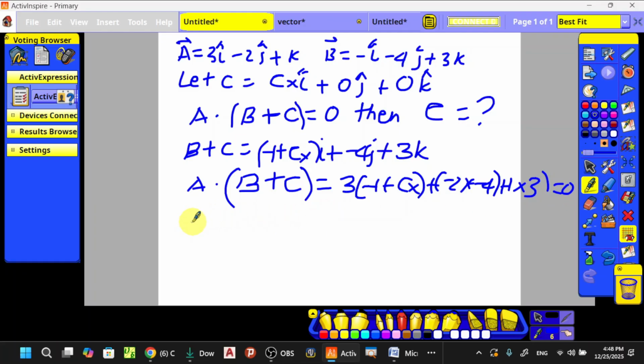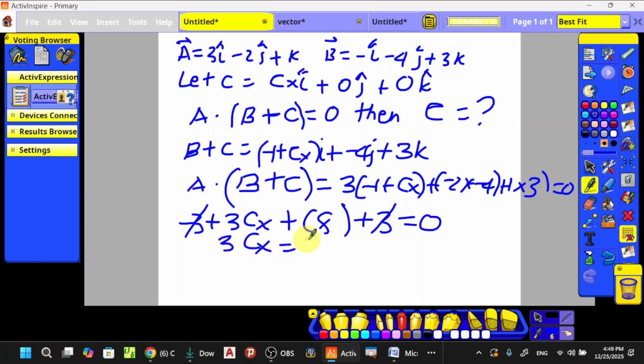So 3 times minus 1 is minus 3, plus 3cx, plus 8, plus 3 is equal to 0. Then this goes with this one, these add up to 0. Then 3cx is equal to, when I move it to the other side, minus 8. So cx is equal to minus 8 over 3.